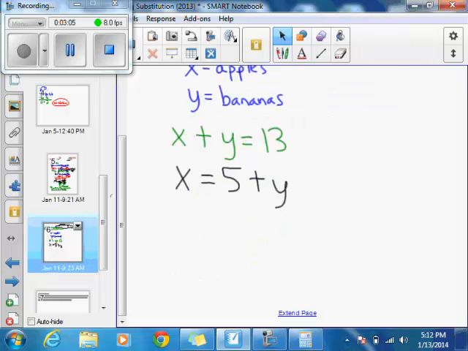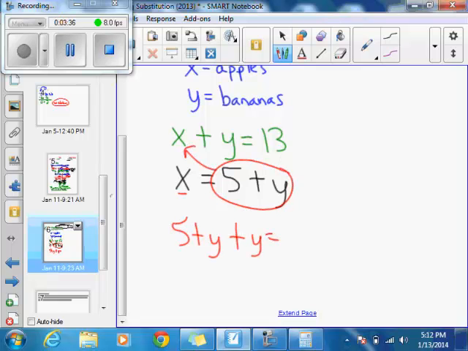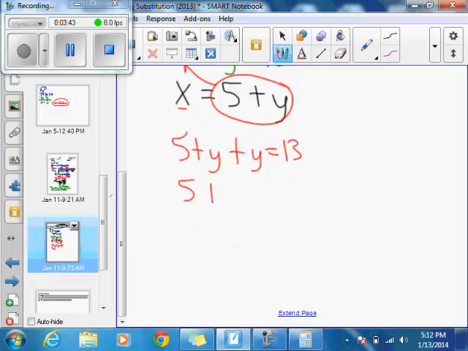Now I see that all the X's and Y's in here have no number in front of them, so I could solve easily for any of them. However, I notice in the second equation, this X is already by itself. So what I'm going to do is replace the X in the first equation with the 5 plus Y. So instead of writing X plus Y equals 13, I'm going to write 5 plus Y, substituting that in for X, plus Y equals 13. So that gives me 5 plus 2Y equals 13.